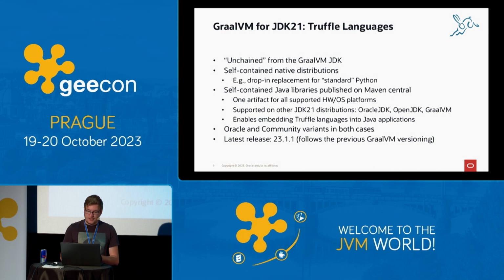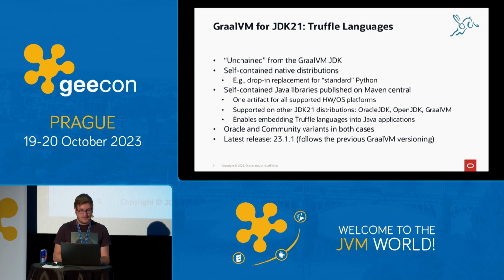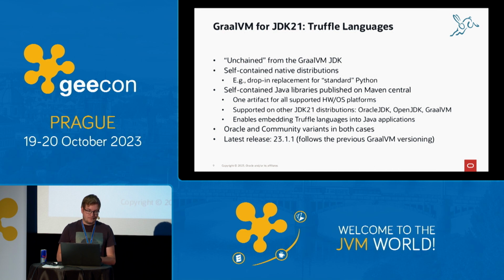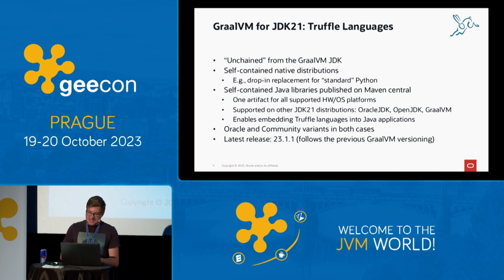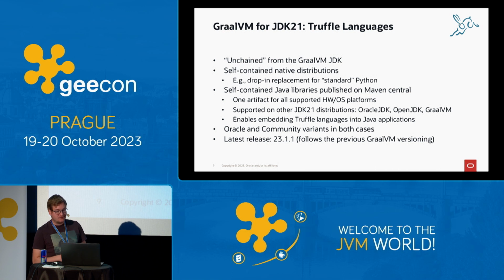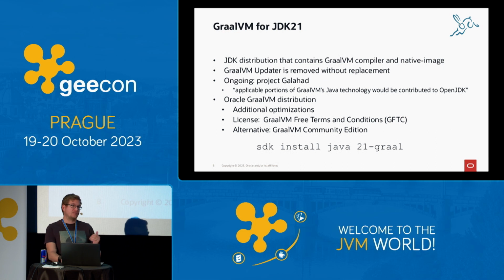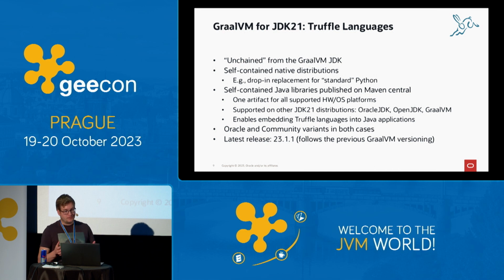Some of the licenses might differ slightly. It depends on how the language itself is licensed. But we use permissive licenses where possible. The latest release is 23.1.1. I'm not sure if it's published, but it will be published soon. It might be 23.1.0 now. And those languages follow the previous GraalVM versioning. So we have GraalVM for JDK 21. We will have GraalVM for JDK 22 when JDK 22 is released, etc. But the languages follow the GraalVM versioning.